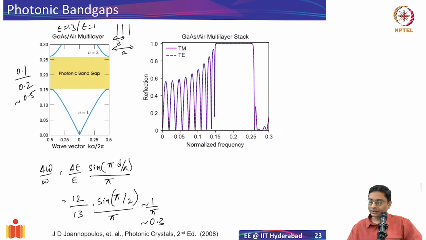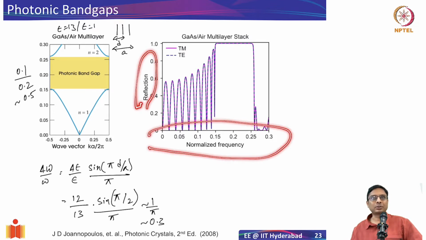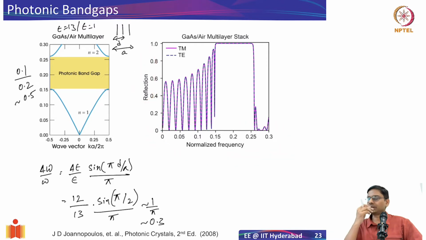On the y-axis, you see the reflection, and on the x-axis, the normalized frequency. I have taken the lattice constant and the wavelength and so on, such that I get this normalized frequency. In fact, I'll put this code on GitHub. I'll also give you a brief demo so that you know how to use it. Essentially, for the normalized frequency between 0.15 and roughly 0.25, you see the reflection is very high.